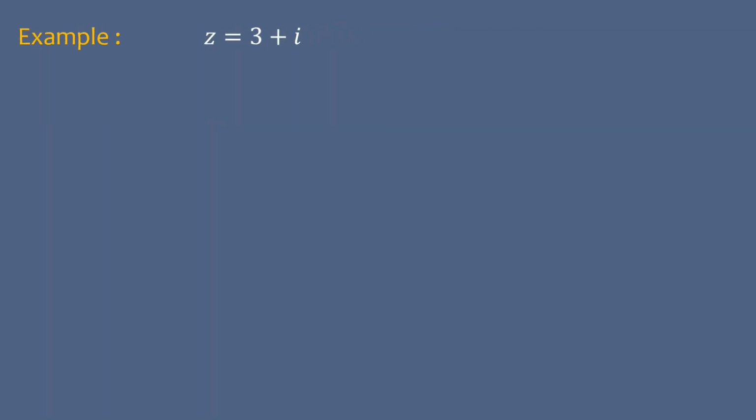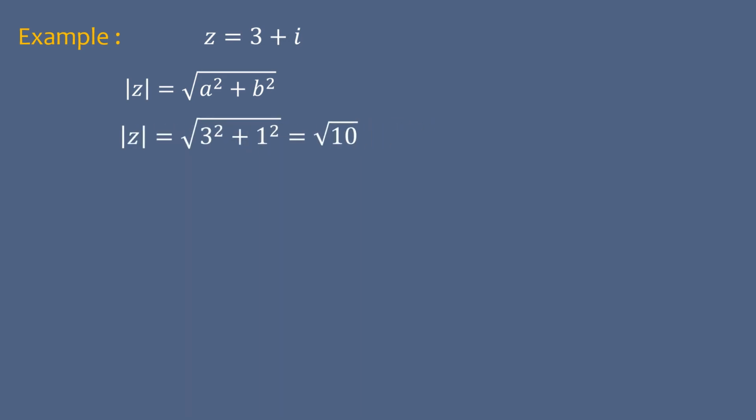We have z equal to 3 plus i, and we need to calculate the modulus and the conjugate of the given complex number z. As we have already studied, the modulus of any complex number z is equal to root of a square plus b square. We can see that the value of a is 3 here and the value of b is 1 here. So let us replace a with 3 and b with 1. So we will get the modulus of z equal to root of 3 square plus 1 square, which will be equal to root of 10.